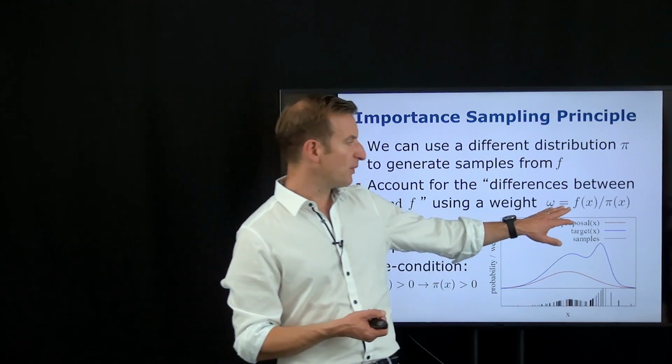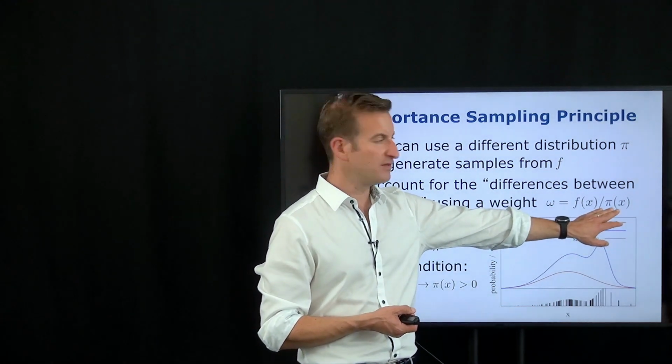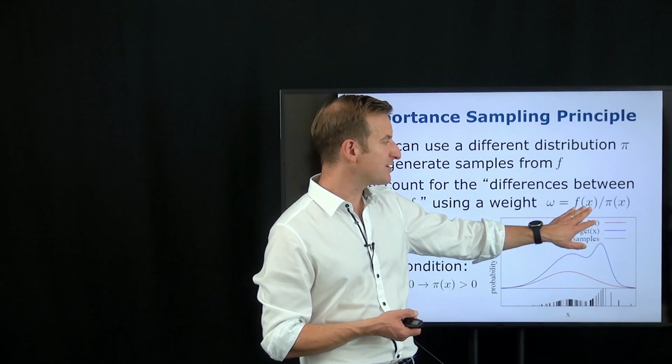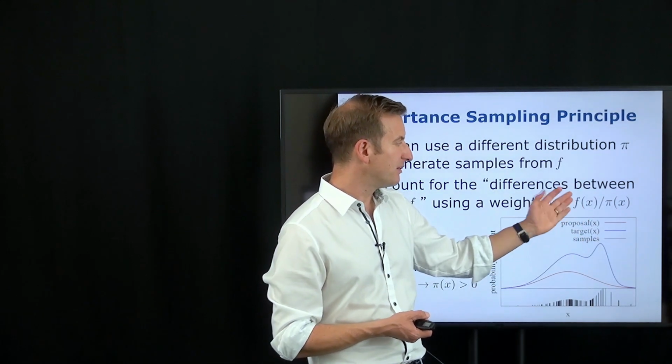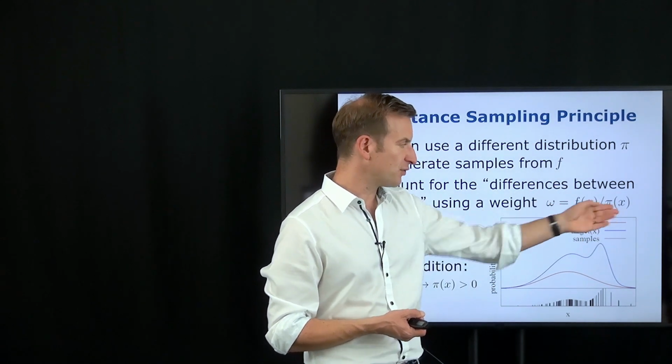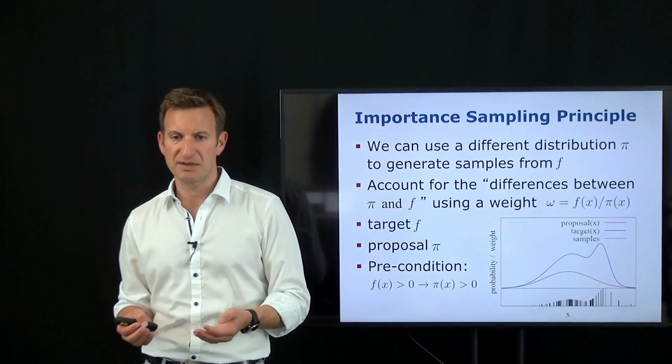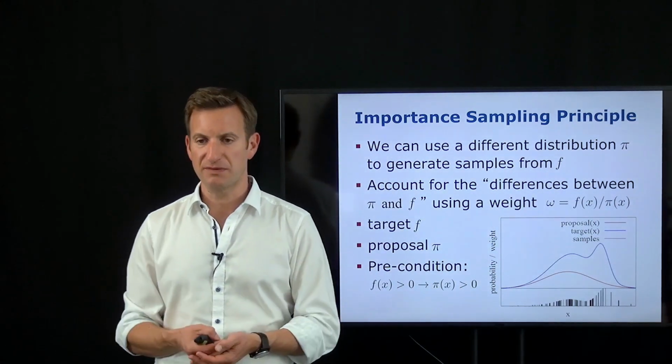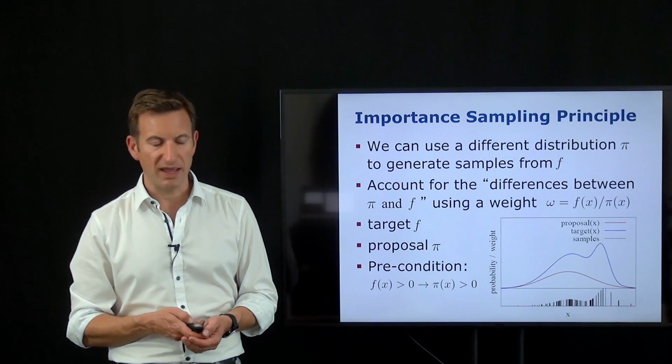You can also see it for the weight computation. If my proposal would be 0 at a location where f would be larger than 0, I would have a number larger than 0 divided by a number of 0, which gives me an undefined weight, approaching infinity. That's not something that we want to have.